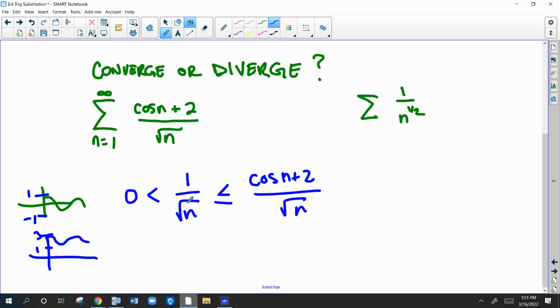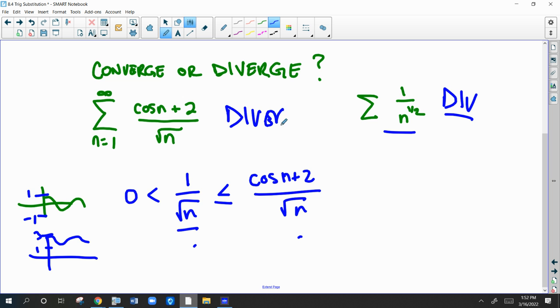So if this converges, that will tell us nothing about this. However, if this series diverges, since it's always less than this, it would force this to also diverge. Well, on a P series, since P is equal to 1/2, which is less than 1, we know that this diverges. So since this series diverges, that will force this series that's greater than it to also diverge. So since this diverges, so does this.